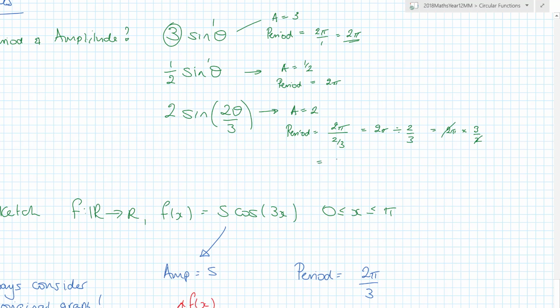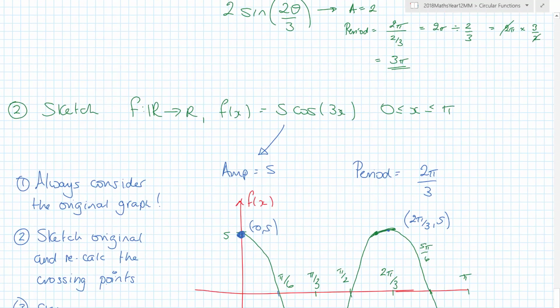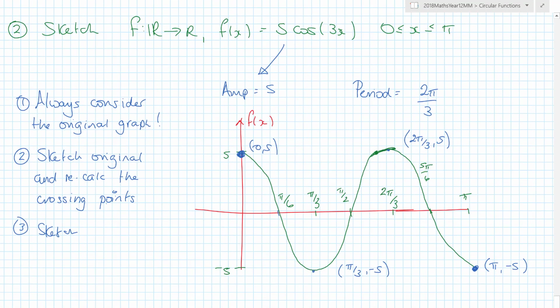And so I find out that my period becomes 3 pi. All right. This is critically important for the VCAA exams and any exams you need to do. Now, obviously you're going to be asked to sketch these things. So here is an example of a sketch that you might be asked to do. 5 cos 3x, and you have to draw it between 0 and pi.